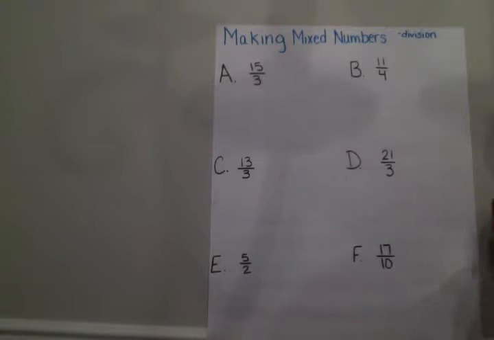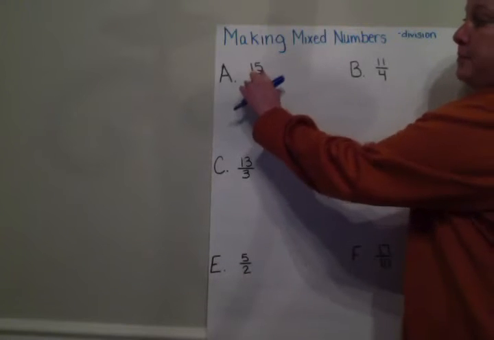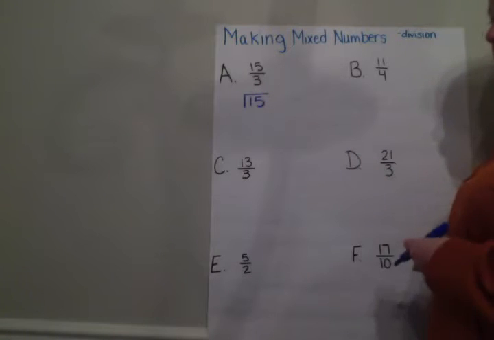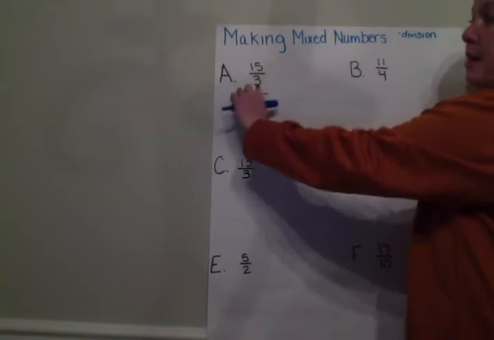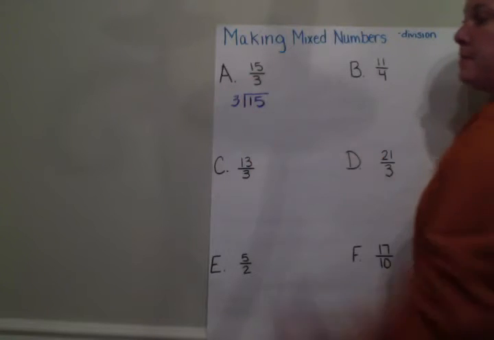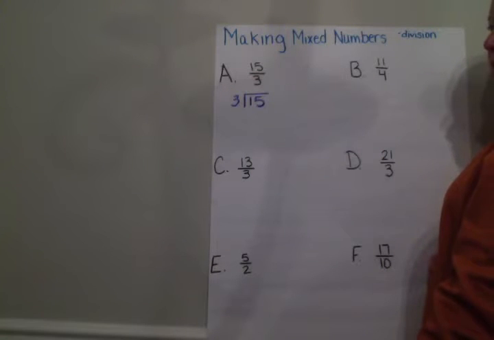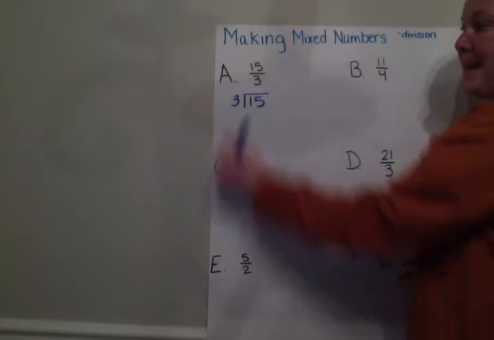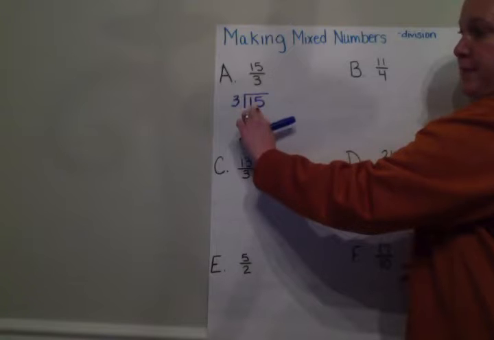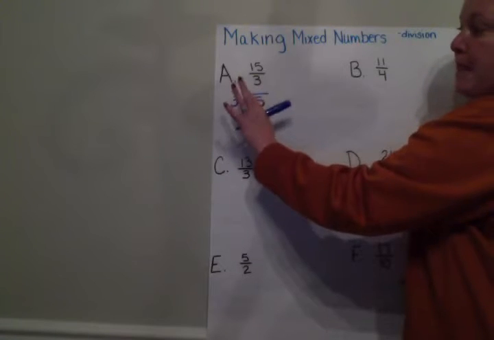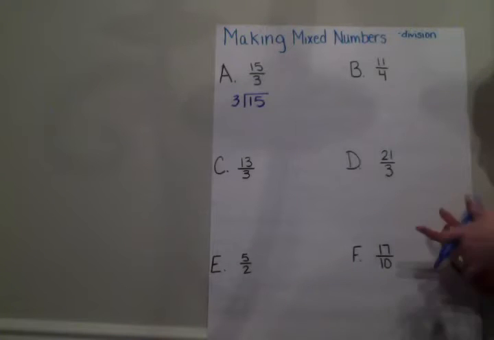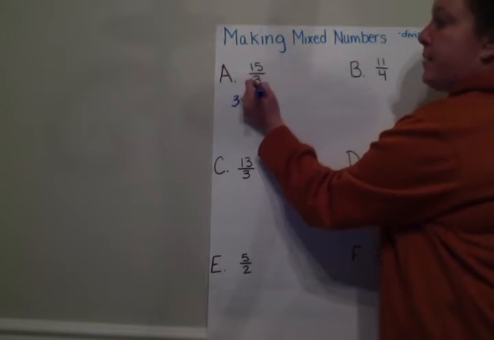All right, so what you are going to end up doing is taking your numerator and putting it inside your division sign. Your denominator is going to go out here. So now I got to do my math. I can't put 3 into 1, but I can put 3 into 15. So if I were making groups with 3 out of 15, how many would I make? Well, I know that I could do 5 groups of 3.